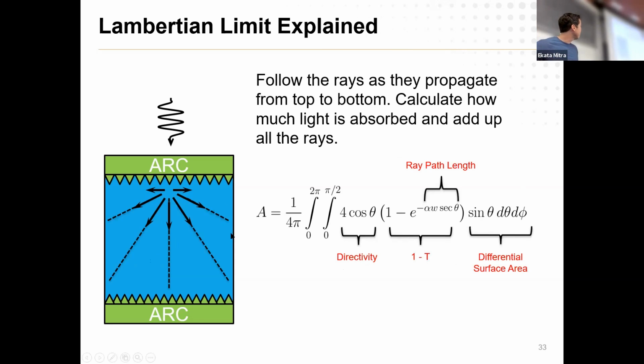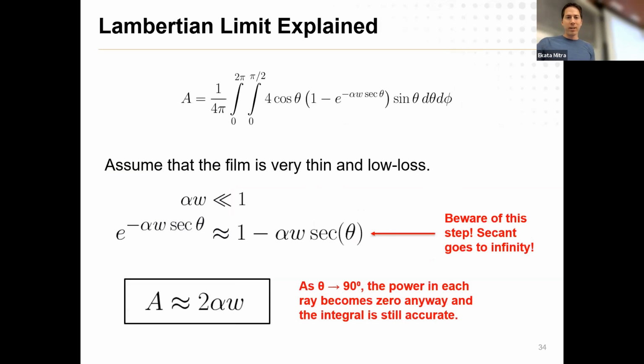You notice the absorption factor is weighted by the directivity here. This is 1 minus the transmission, so that's your absorption factor for this particular ray here. And this is the differential surface area representing the Jacobian in spherical coordinates. We're integrating from 0 to pi over 2, and then you spin it around, adding up the total absorption of each and every ray over that entire integral.